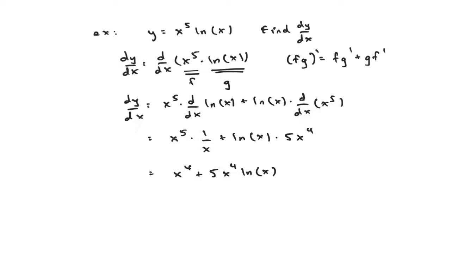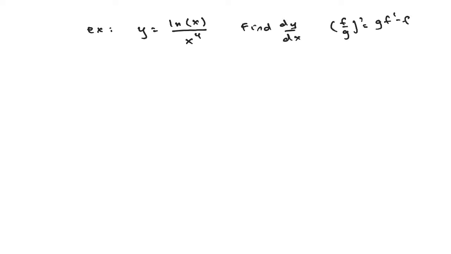All right, and we could look at one other case here, and we could say that, for example, y is equal to the natural log of x over x to the fourth, and we want to find dy/dx, and this is again for x greater than 0. All right, so we have the quotient rule, which is (f over g) prime equals (g f prime minus f g prime) all over g squared. And so again, we're going to do the bottom times the derivative of the top minus the top times the derivative of the bottom, and that's over the bottom squared.